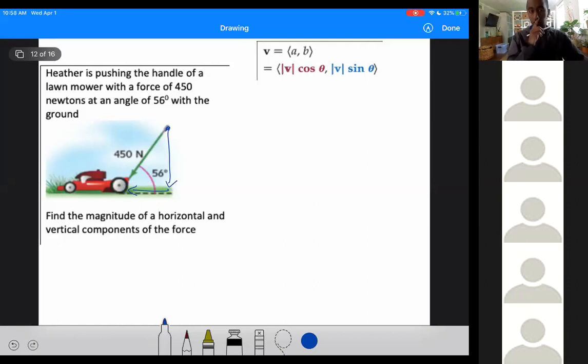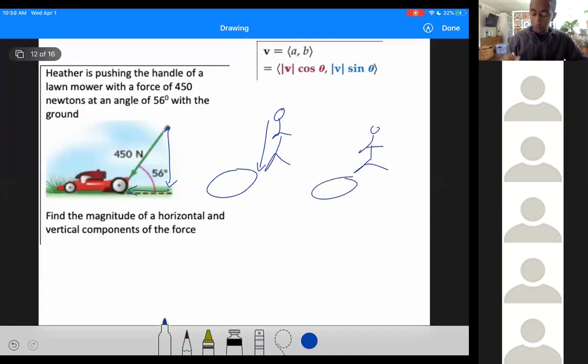Okay, so let's think about this in terms of extremes. Let's say that the lawnmower... This is a person. Again, bear with me with my drawing, but this is a person pushing it. This is a lawnmower over here.